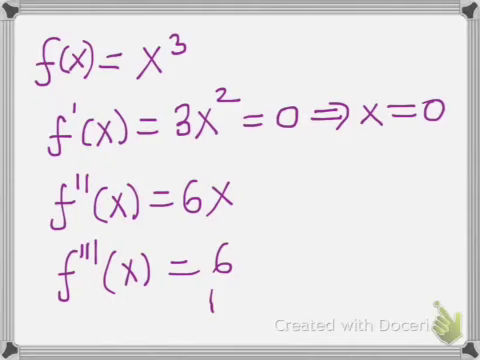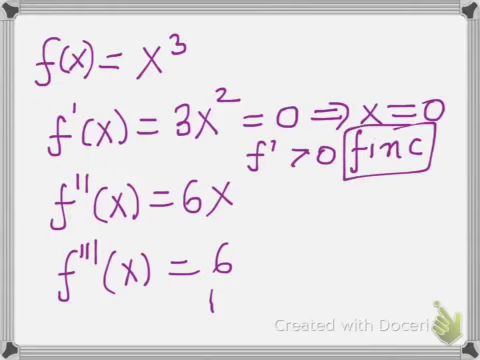Let's see. Of course, f prime is always positive. It means f is always increasing, right? But there is a critical number in between. Let's see what's going on. Let's look at the second derivative and set it equal to 0. I get x equals 0 again if I divide both sides by 6.